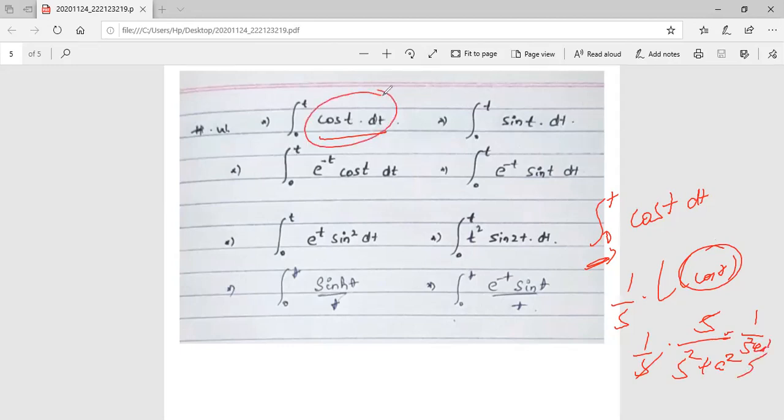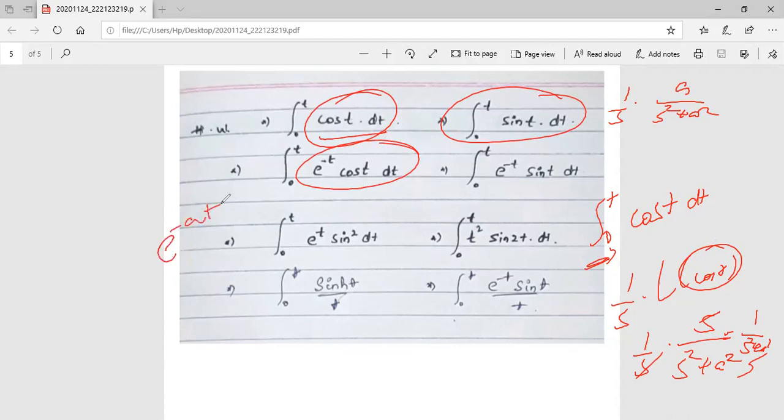You will get this function as it is: 1 by s into sin t, that is a divided by s square plus a square. And here you will use property number 2, the first shifting property, e to the power minus st. That means 1 by s into the Laplace transform of f of t with s replaced by s minus a. So solve this function like this.